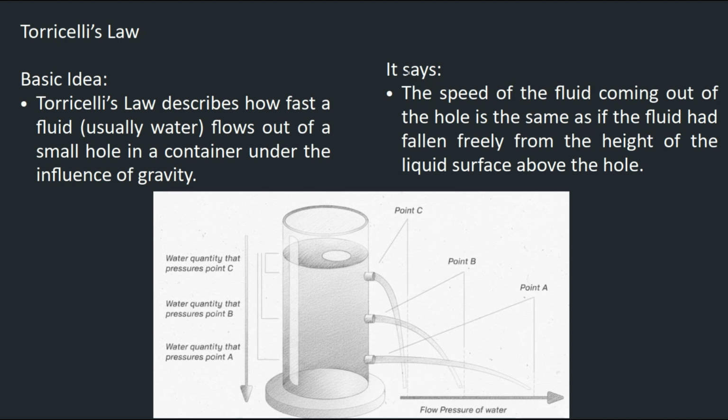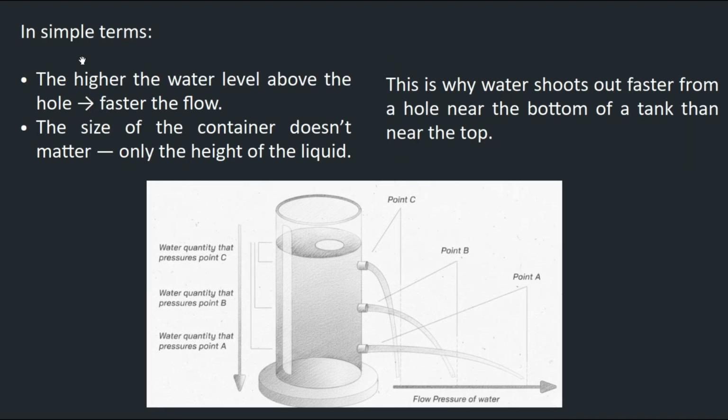So what does it say? The law says that the speed of a fluid coming out of a hole is the same as if the fluid had fallen freely from the height of the liquid surface above the hole. In simple terms, the higher the water level above the hole, the faster it comes out. The size of the container does not matter, only the height of the fluid.